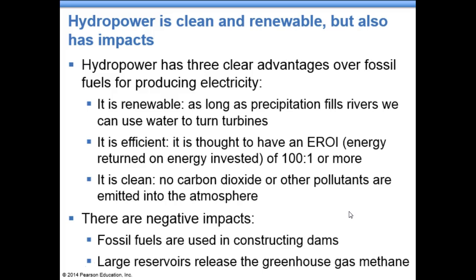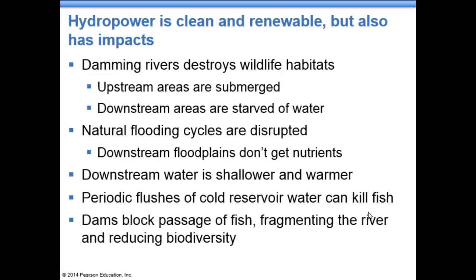So the negative impacts, and there are negative impacts. Damming the rivers destroys habitat for wildlife. They cause habitat fragmentation in areas above the dam sites, and they submerge areas that were once exposed to the sun. The sites that are often below the river are starved of water because the water discharges are regulated to optimize the amount of energy that is going to be generated.